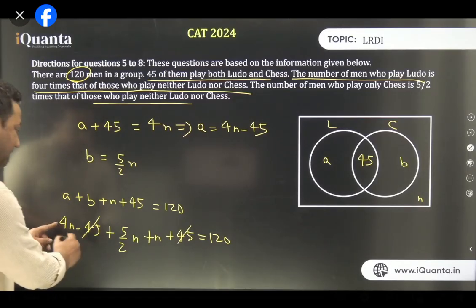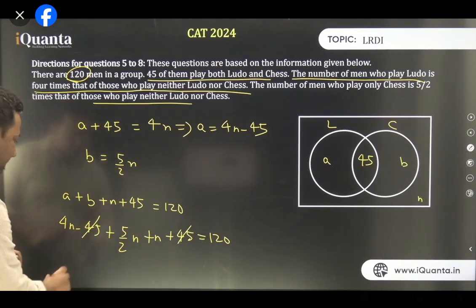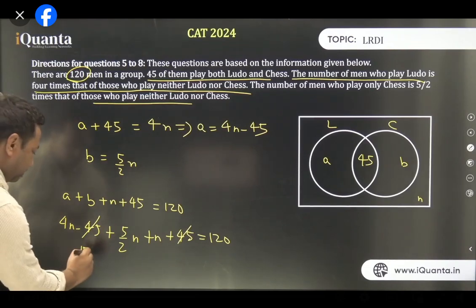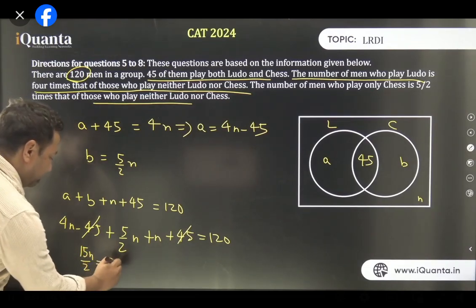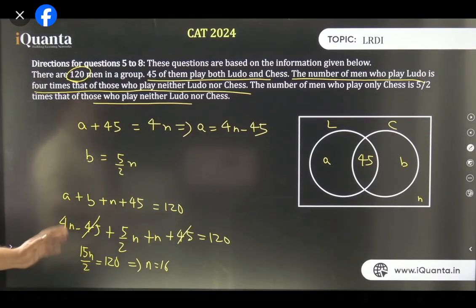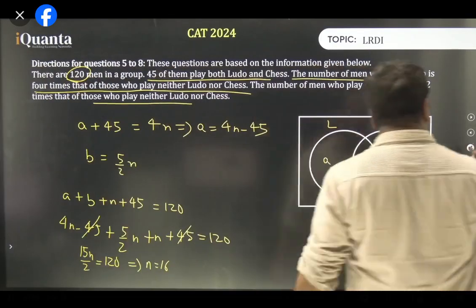Cool. Let us add them all. 4n plus n plus 5 by 2n. Taking 2 as the LCM. 15n by 2 will be equal to 120, which means n is equal to 16. We got the value of n is 16. Now we can get the value of A and B both. N is 16. Okay. Let us put it here.